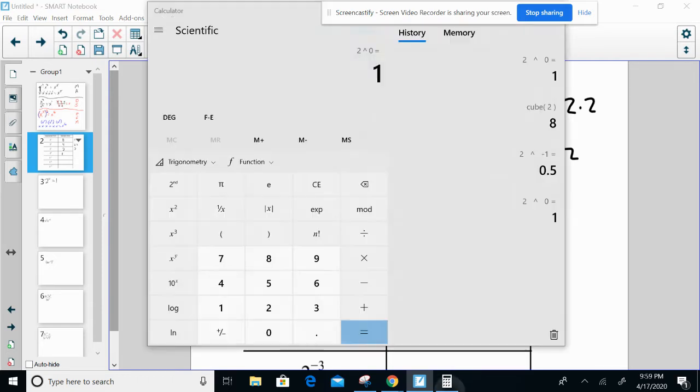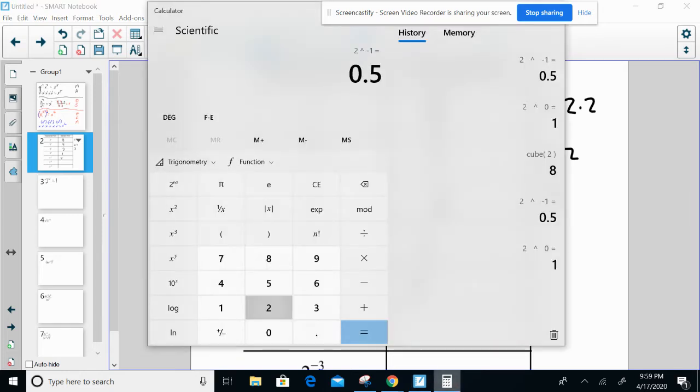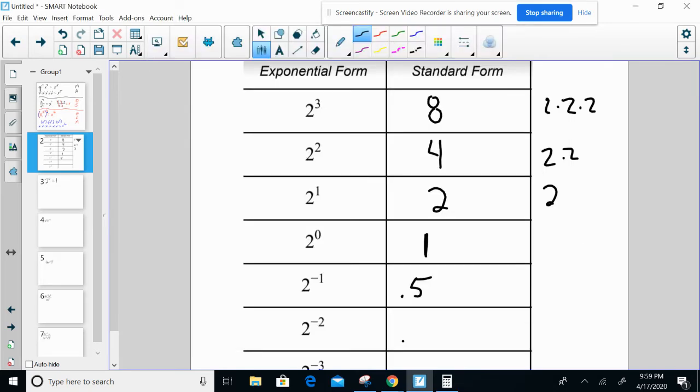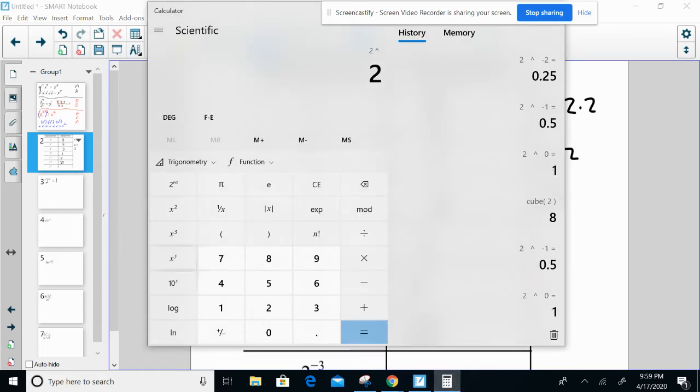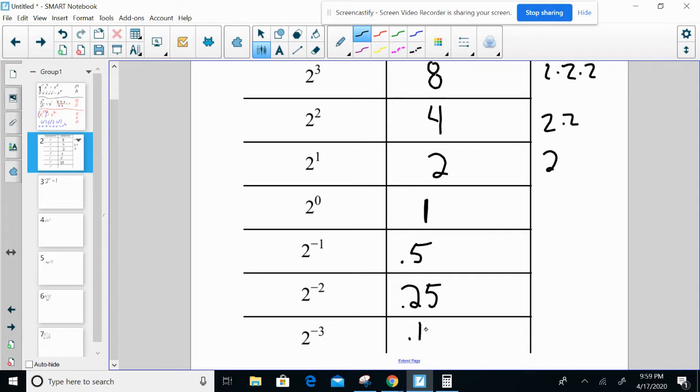All right, let's take 2 to the negative 1. 0.5. Let's write that for now. What about 2 to the negative 2? 0.25, okay? So they're definitely decimals. What about 2 to the negative 3? 0.125. Now the reason I'm taking you through this all is because hopefully you're starting to realize they're definitely fractions.